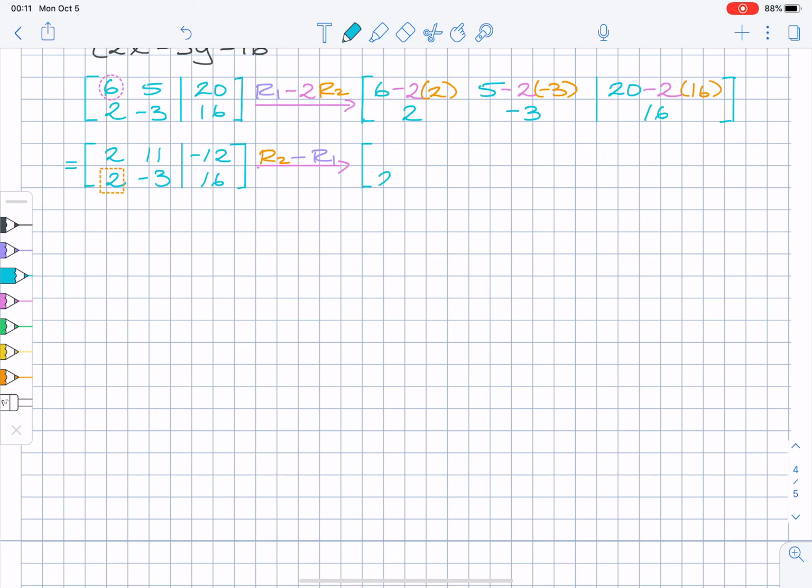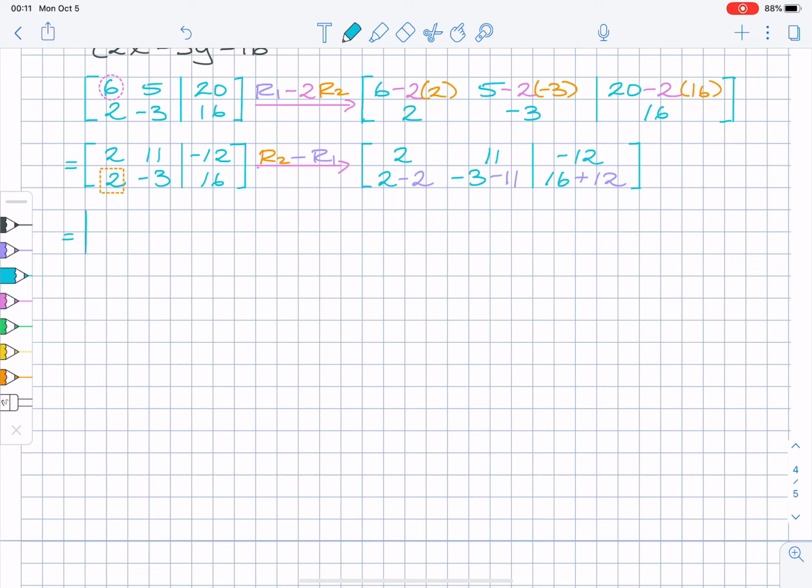So 2 minus 2, negative 3 minus 11, augment, 16 minus a negative, or plus 12. And row 1 is still 2, 11, negative 12.